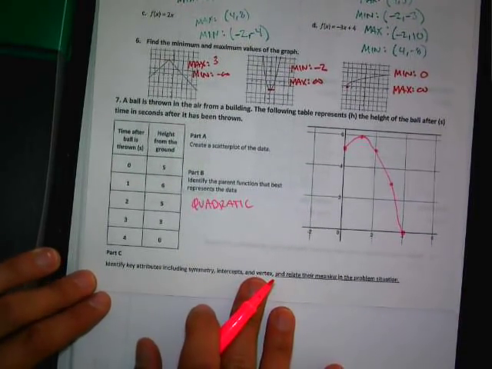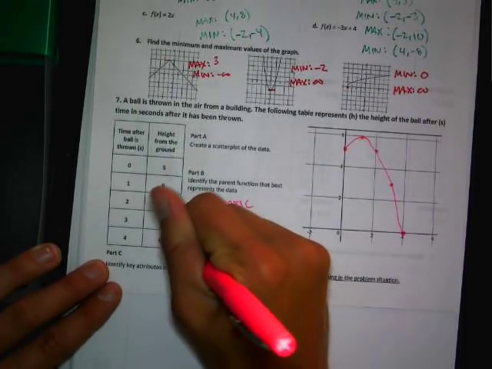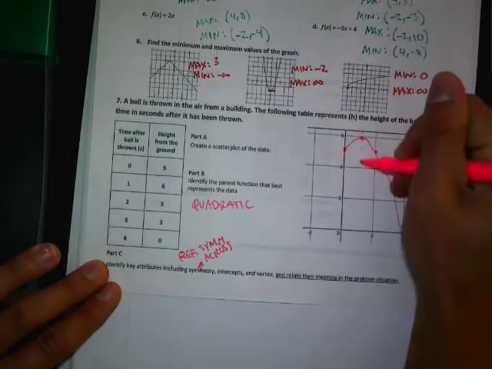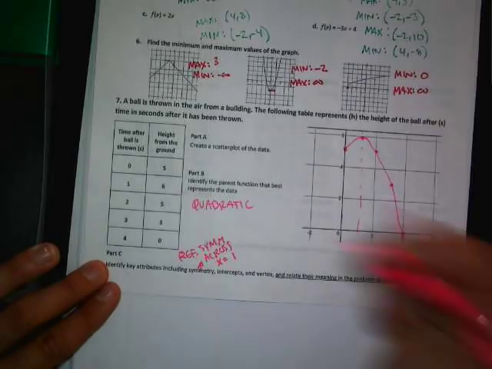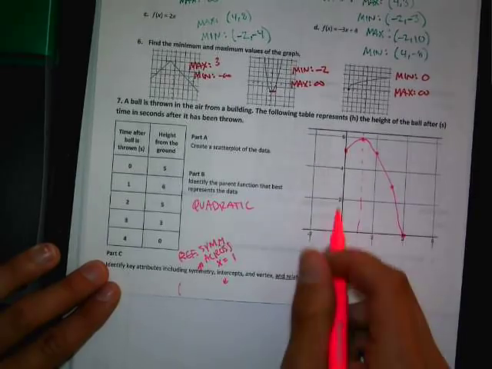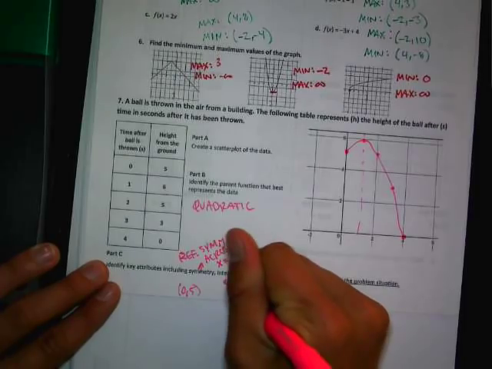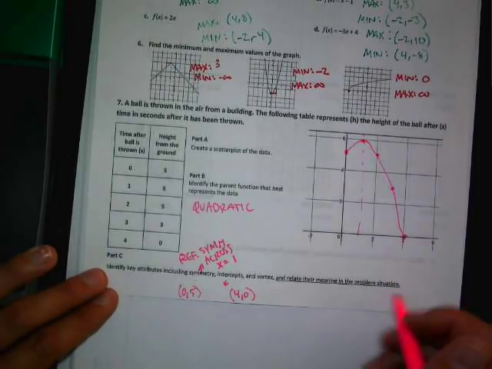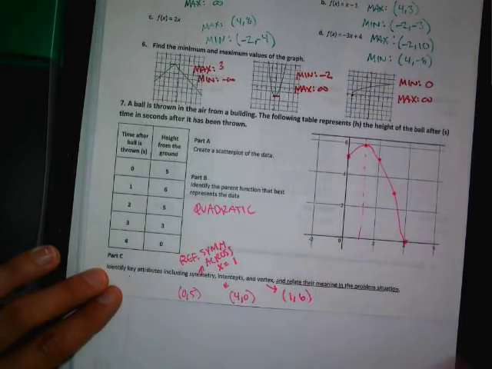Now part C says identify key attributes including symmetry. Well, we know that quadratics have reflectional symmetry, and this one has reflectional symmetry across this line right here, x equals 1. The intercepts, it crosses the y-axis at 0, 5. And it crosses the x-axis at 4, 0. Okay, and vertex is the very top point, which is 1, 6.